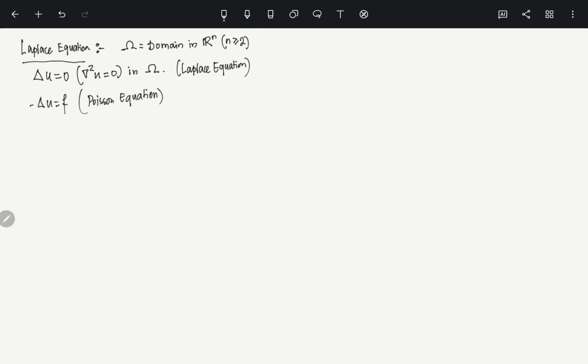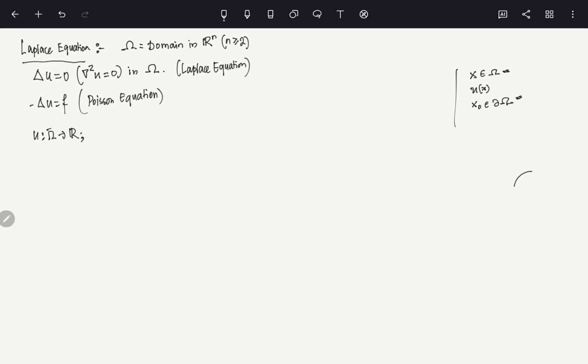Now, what is this u? Basically that's your unknown, right? So see here, u from omega bar to R. Omega bar is the closure of omega. Let me explain again. If I start with x in omega, then u of x will be defined, right? Now you take x naught in the boundary of omega. So omega bar is basically the domain omega, which is open, along with the boundary of it.